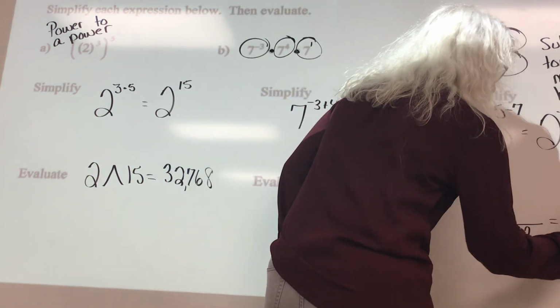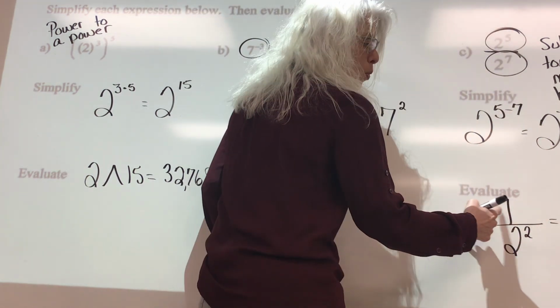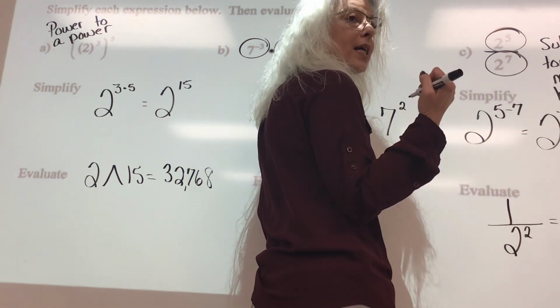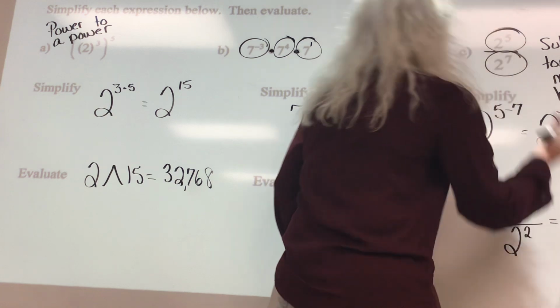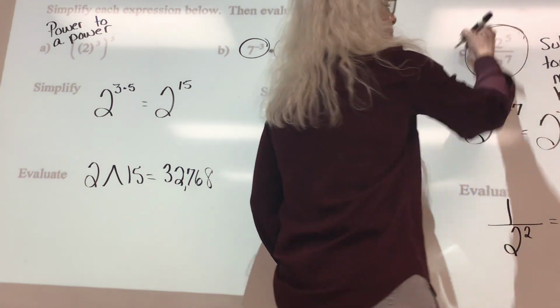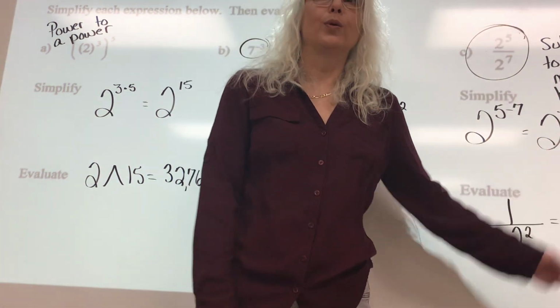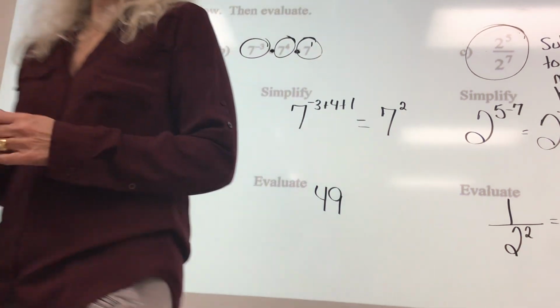Jace, pay attention. 1 stays 1, 2 to the second power means 2 times 2, which is 4. So this whole messy problem simply equaled 1/4.